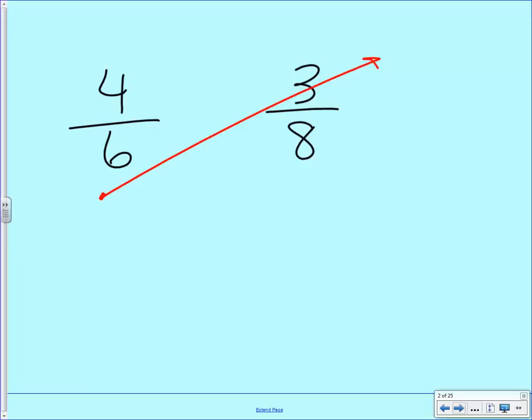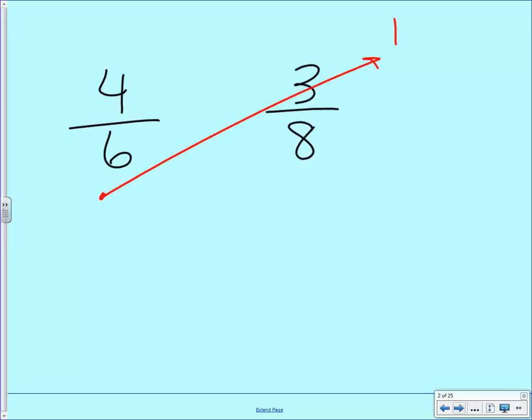The next one is 4/6 compared to 3/8. Okay, we do not have common denominators, so we're going to have to use this cross-multiplying to be able to find out which one's bigger. Or, instead of doing that, you could find a common denominator and change both fractions to have a common denominator and look at your numerators and see which one's bigger. That takes a little bit longer sometimes, so we are going to do the cross-multiplying.